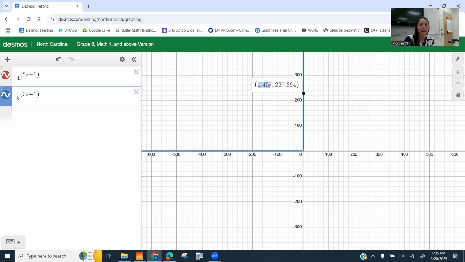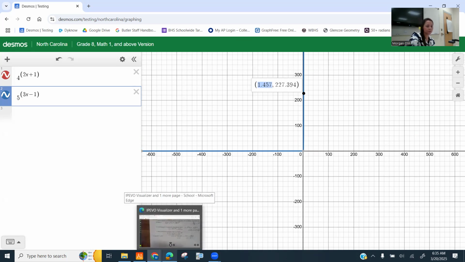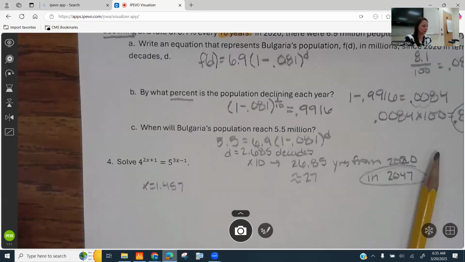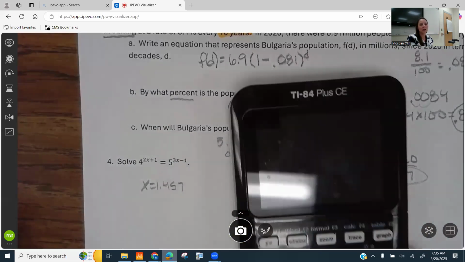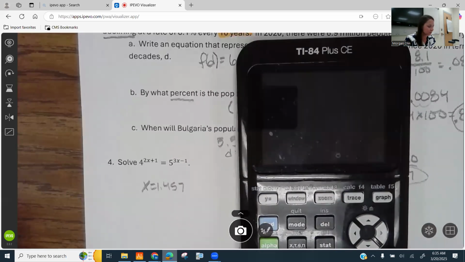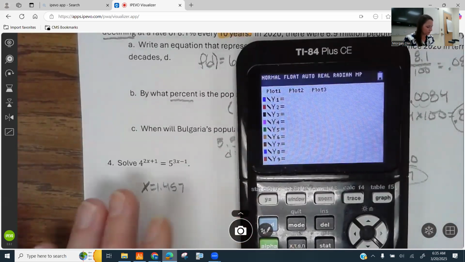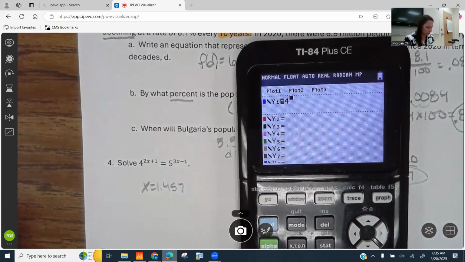Okay, so when x equals 1.457. I'm going to write it down first. So x equals 1.457. I didn't say what to round to, so I'm just going to round it to the thousandths place that I've got right here. So be able to find that. I'm going to be honest, sometimes finding exponentials in the handheld is a little better, and I'll do it for you. It's 4 raised to the 2x plus 1, and then 5 raised to the 3x minus 1.